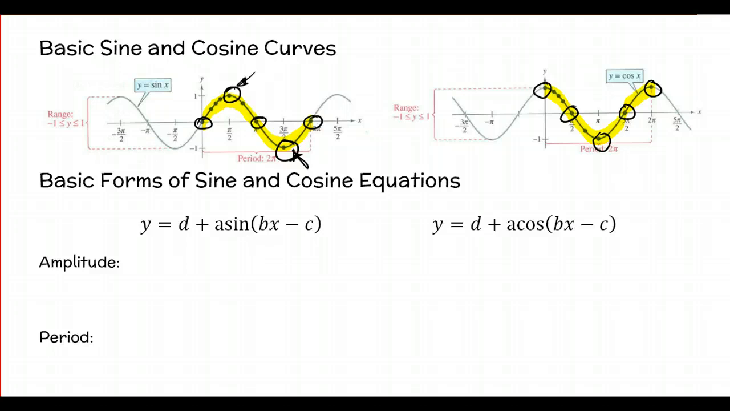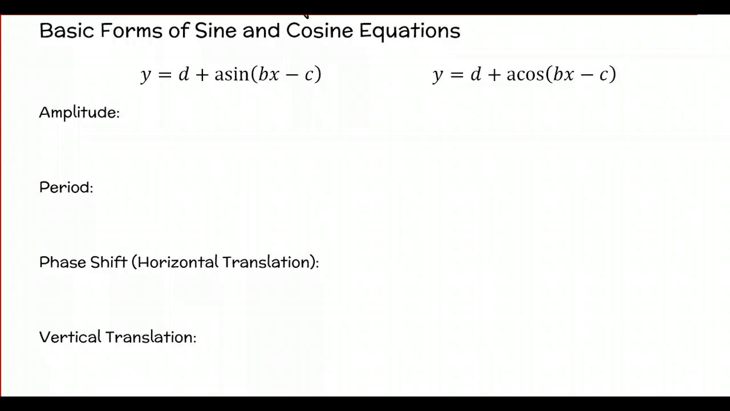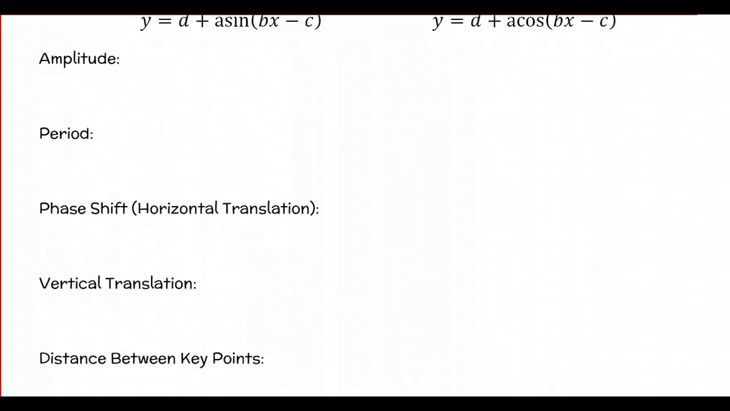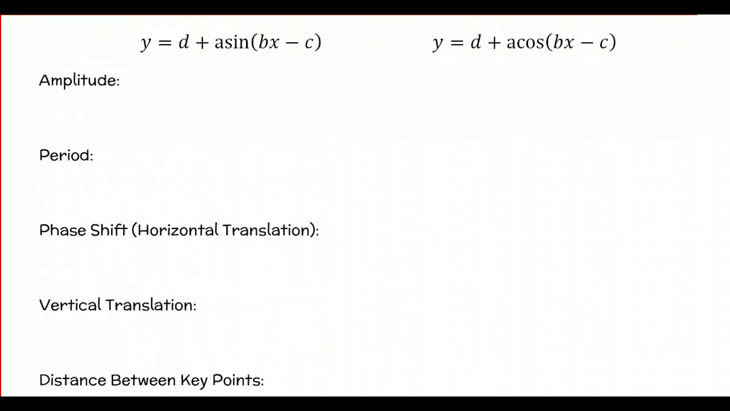So let's go ahead and take a look at our basic form of the equation for sine and cosine. You see we've got y is equal to d plus a sine quantity bx minus c. And then we just substitute in cosine when we're going to be graphing cosine. The important things about this graph that we're going to be talking about are amplitude, period, phase shift, or horizontal translation, vertical translation, and then we'll also talk about the distance between key points.